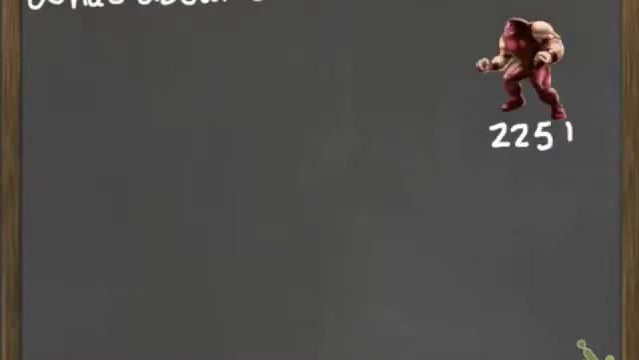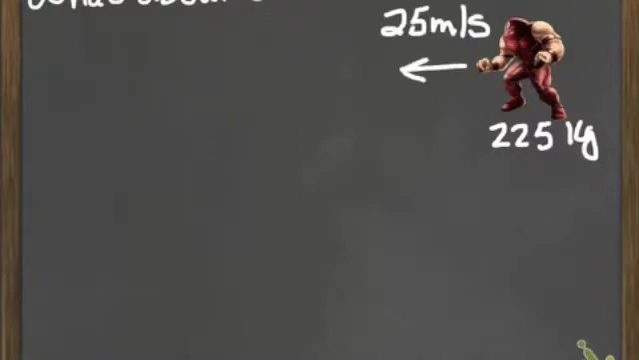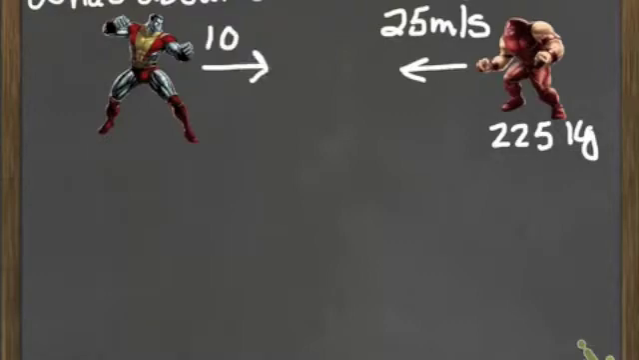So we've got the Juggernaut, 225. He's moving at 25 meters per second. It's time for you guys to meet Colossus. Colossus is only moving at 10 meters per second, but his body's made of steel, so he actually has a much larger mass. They're approximately the same size, but you know, metal's heavier than flesh. So he's got a much bigger mass.